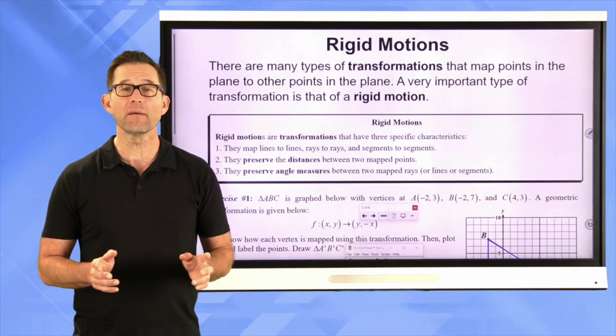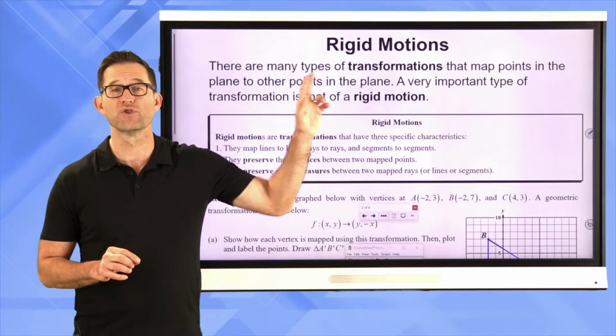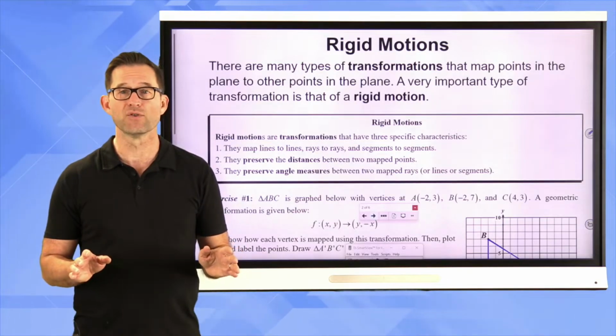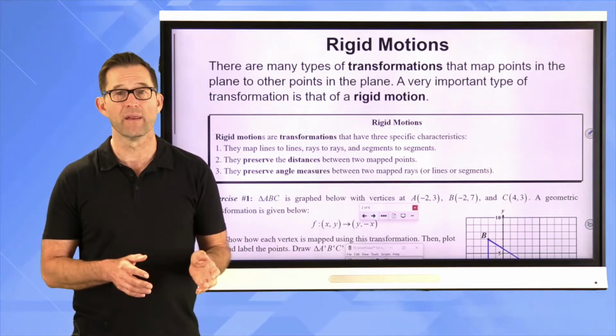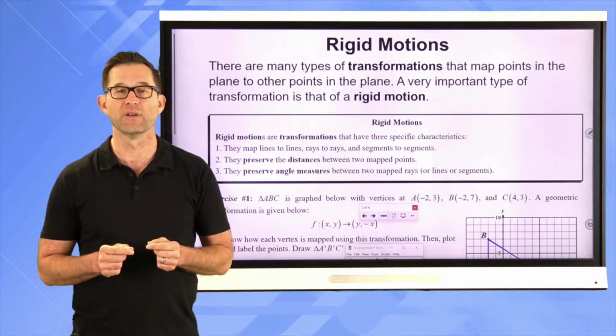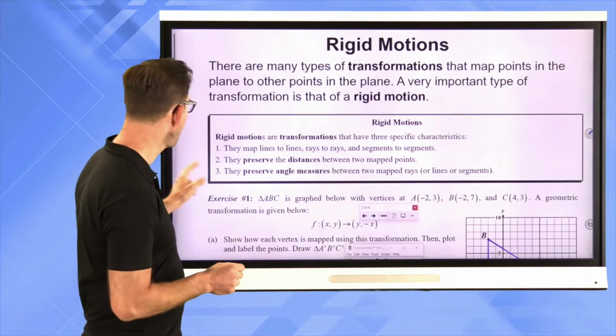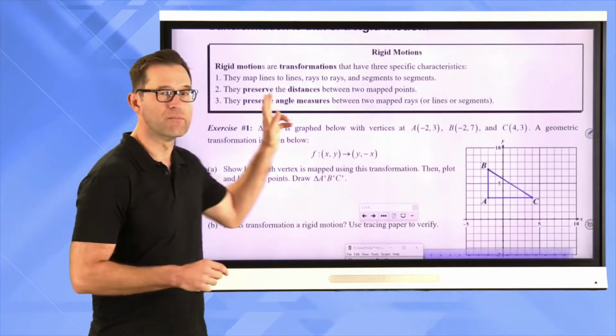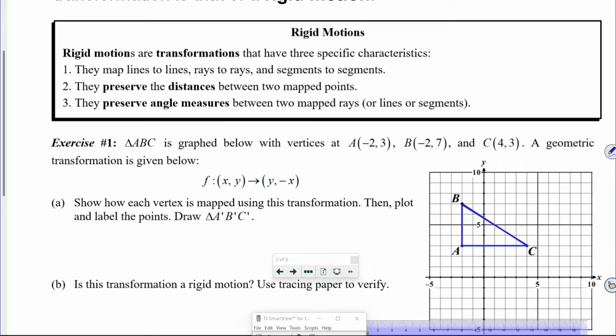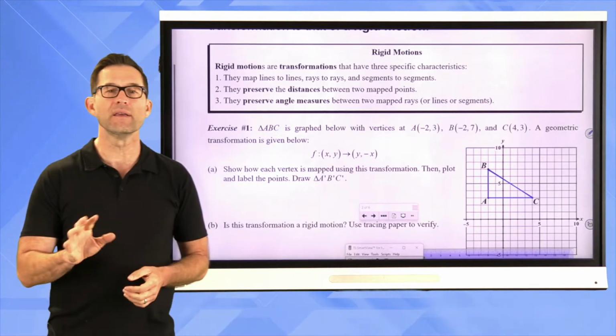So let's begin by talking about something that we mentioned in the last lesson, which are rigid motions. Now there's many types of transformations that map points in the plane to other points in the plane. But a very important type of transformation is that of a rigid motion. And let's talk about what is true about rigid motions. Rigid motions are transformations that have three specific characteristics. They map lines to lines, rays to rays, and segments to segments. They preserve the distances between two mapped points, and they preserve angle measurements between two mapped rays or lines or segments or whatever. Now again, let's talk about each one of these things.